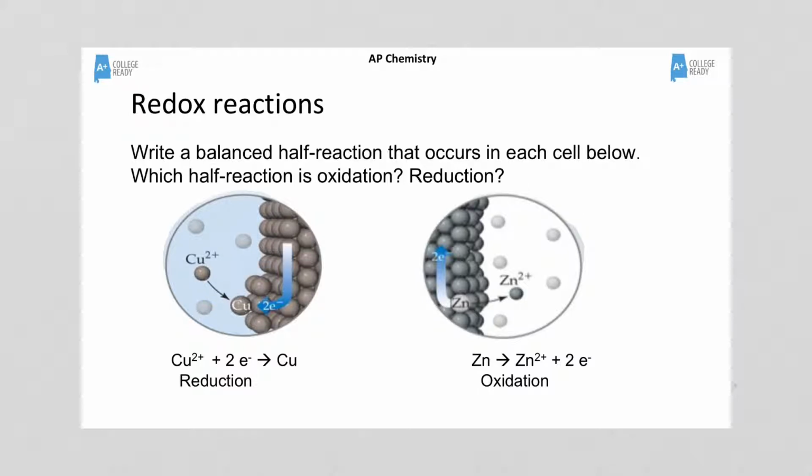You should see that the copper 2+ ion is gaining 2 electrons to form solid copper, and that the opposite is happening on the zinc side. The zinc is losing 2 electrons and forming zinc 2+ ions. Also note that the metallic ions in the solution are smaller than the copper on the copper electrode and the solid zinc on the zinc electrode.